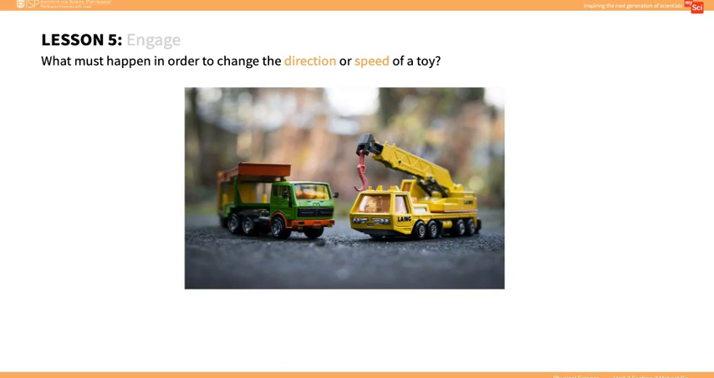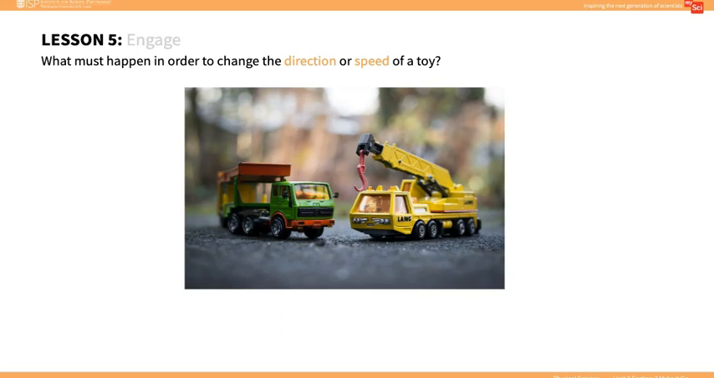Choose a toy from the kit or one that you have brought. Ask students, when I push the toy hard, what happens? When I pull the toy slowly, what happens? Demonstrate pushing and pulling the toy with different force, showing fast and slow. Then model what has to happen in order for the toy to change direction.